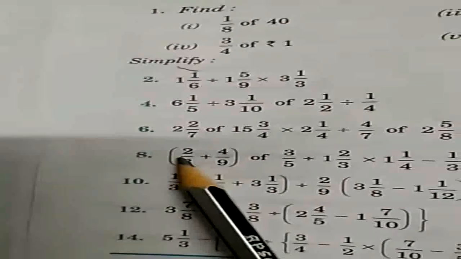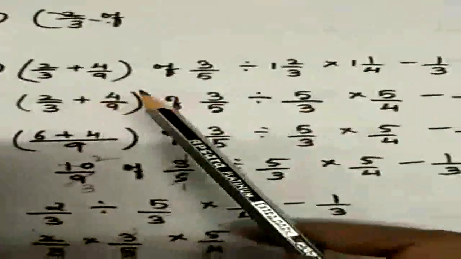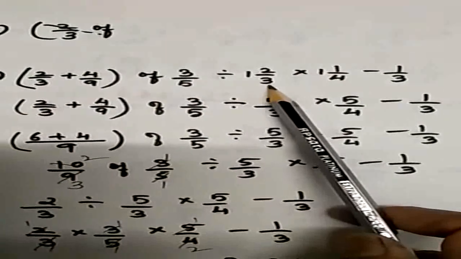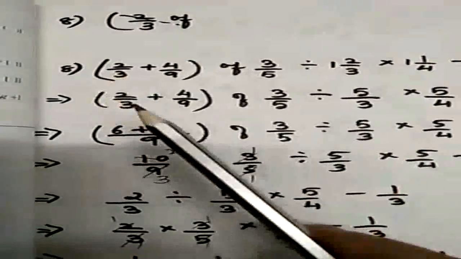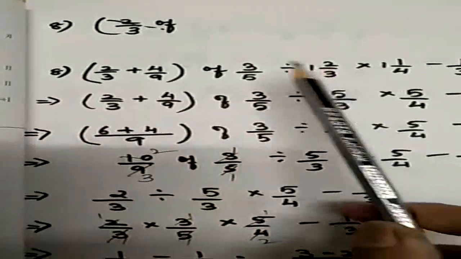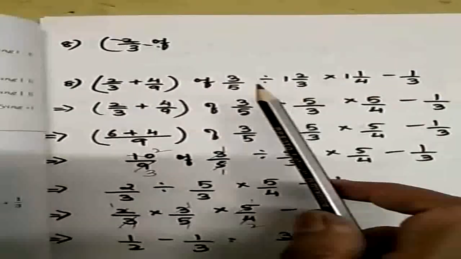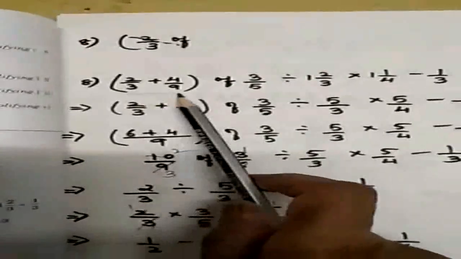Okay, so now I am going for question number 8. How to do this? Just see here. Is there any mixed fraction? If there is any mixed fraction, bring it into an improper fraction. After this, in the BODMAS method, first B is for bracket. Is a bracket there in this question? Yes. First you have to solve this bracket.